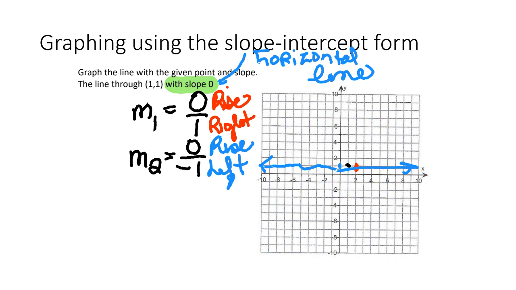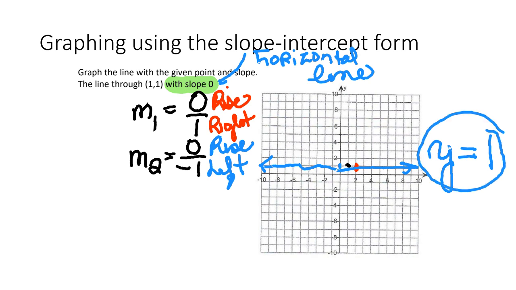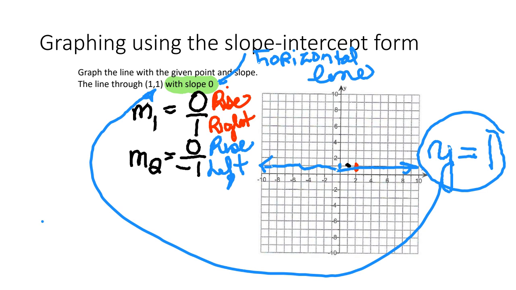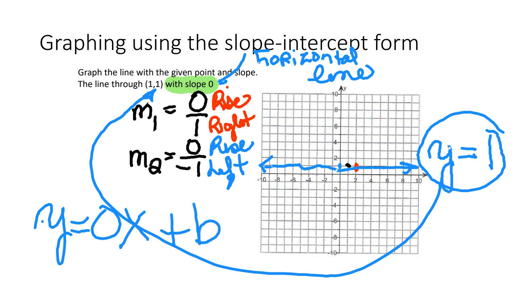This equation is going to be y equals 1. It is the y value, because slope of 0 is saying that y equals 0x plus b. Well, what's my b? My b is 1.